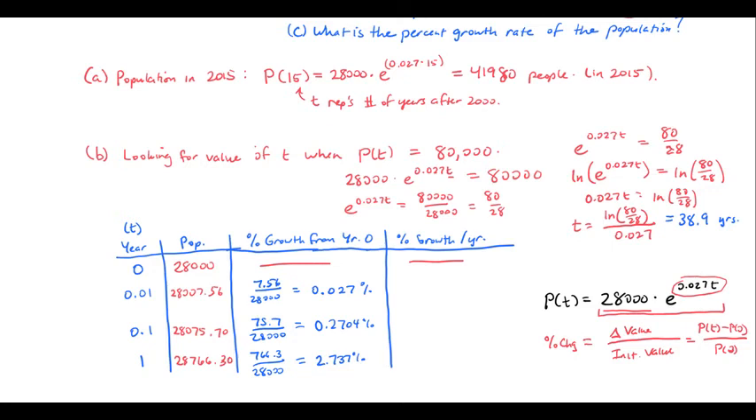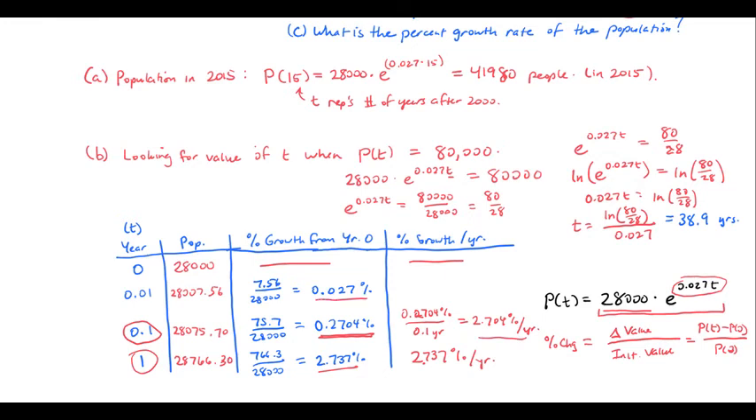Okay, now what does all this mean? Well, if 2.737 is my percent growth over the course of 1 year, then that means I'm growing at a rate of 2.737% per year. Here I have a growth rate of 0.2704%, but that is over just 1/10 of a year. So that's 0.2704% over 0.1 years. That comes out to 2.704% per year. Because I'm growing by this percent over 1/10 of a year, I'll just scale that up by 10 in order to get the percent growth per year.